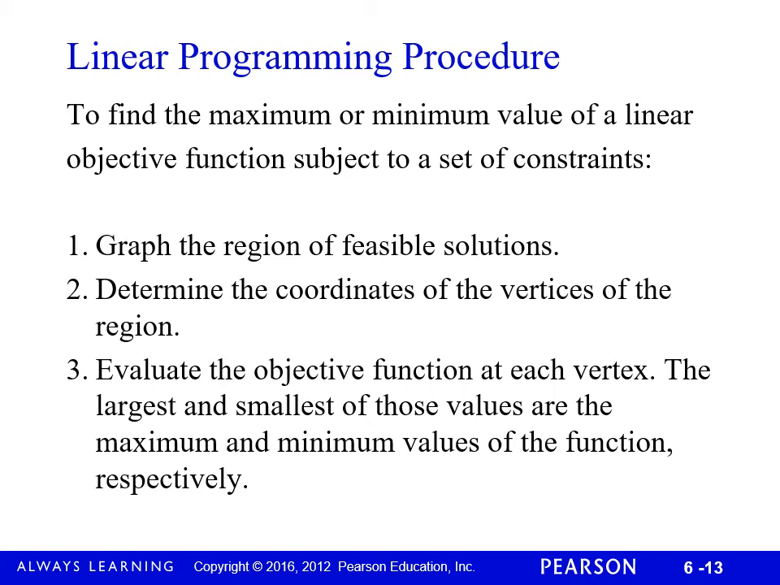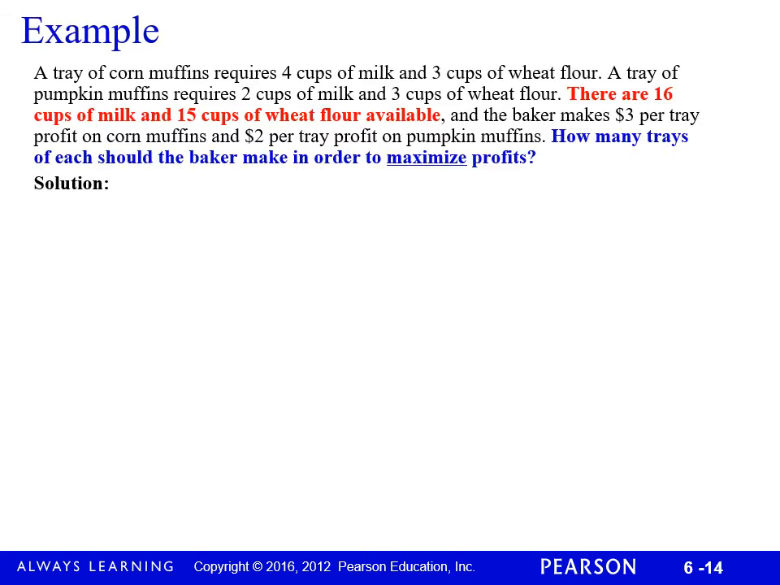Okay, it's easier or more clear once you look at a problem. All right, let's look at an example. A tray of corn muffins requires 4 cups of milk and 3 cups of wheat flour. A tray of pumpkin muffins requires 2 cups of milk and 3 cups of wheat flour. There are 16 cups of milk and 15 cups of wheat flour available.